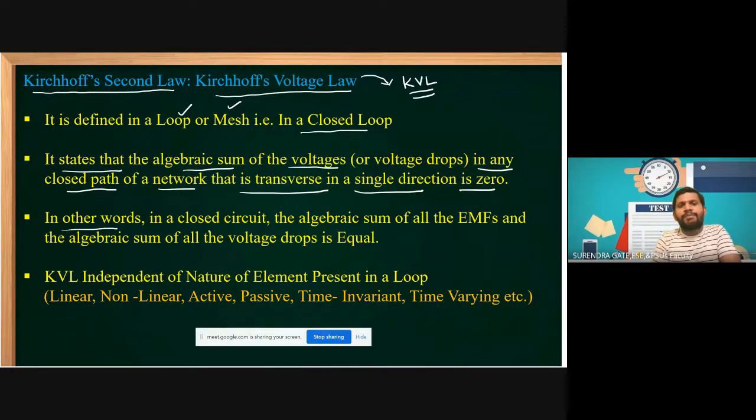Students, in other words, in a closed circuit, the algebraic sum of all the EMFs equals the algebraic sum of all the voltage drops. EMF is nothing but the source voltage. That is, the sum of the source voltages is equal to the sum of the drops. If there is only one voltage source, that voltage is equal to the drops. If there are two sources, the sum of these two source voltages is equal to the sum of the drops. That is also a statement of KVL, students.